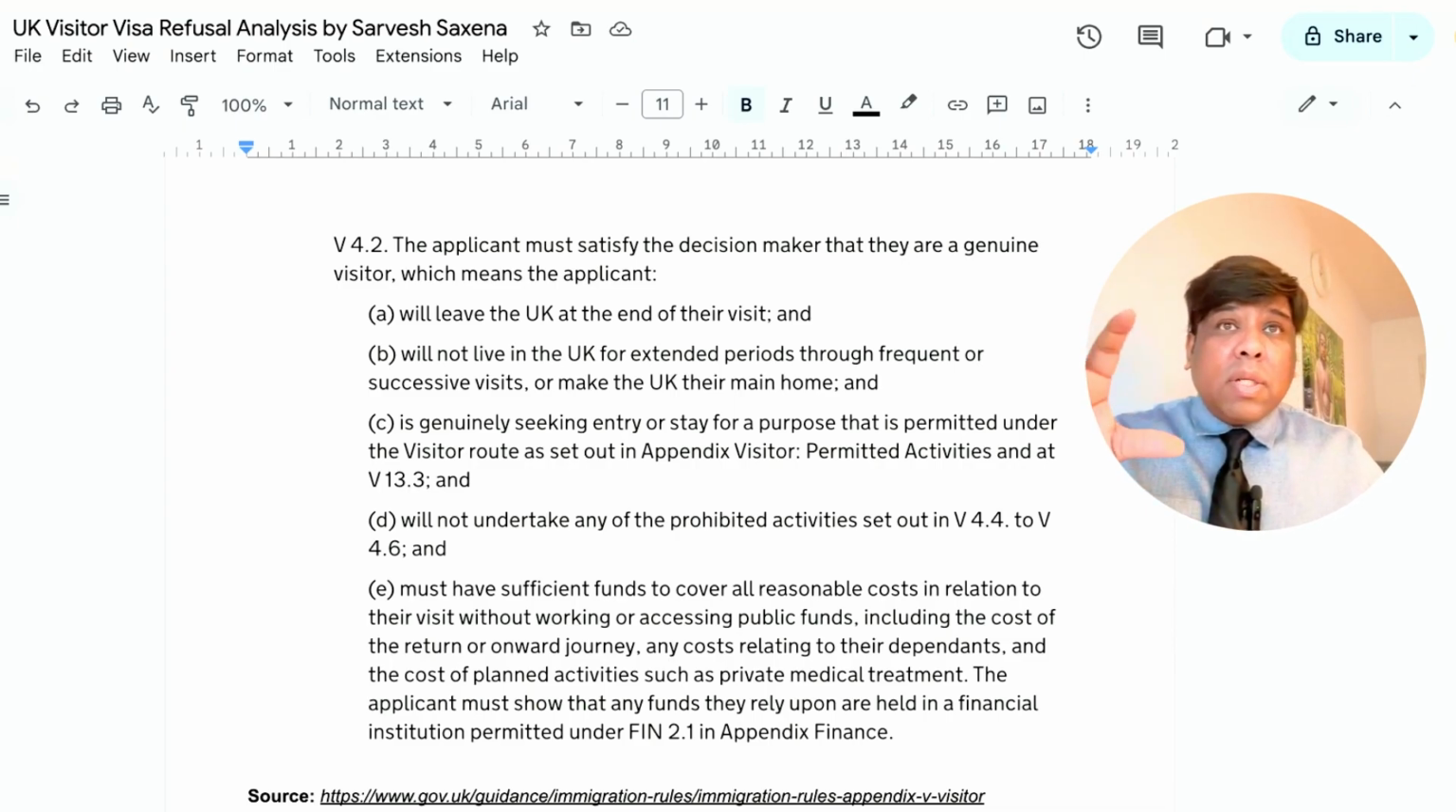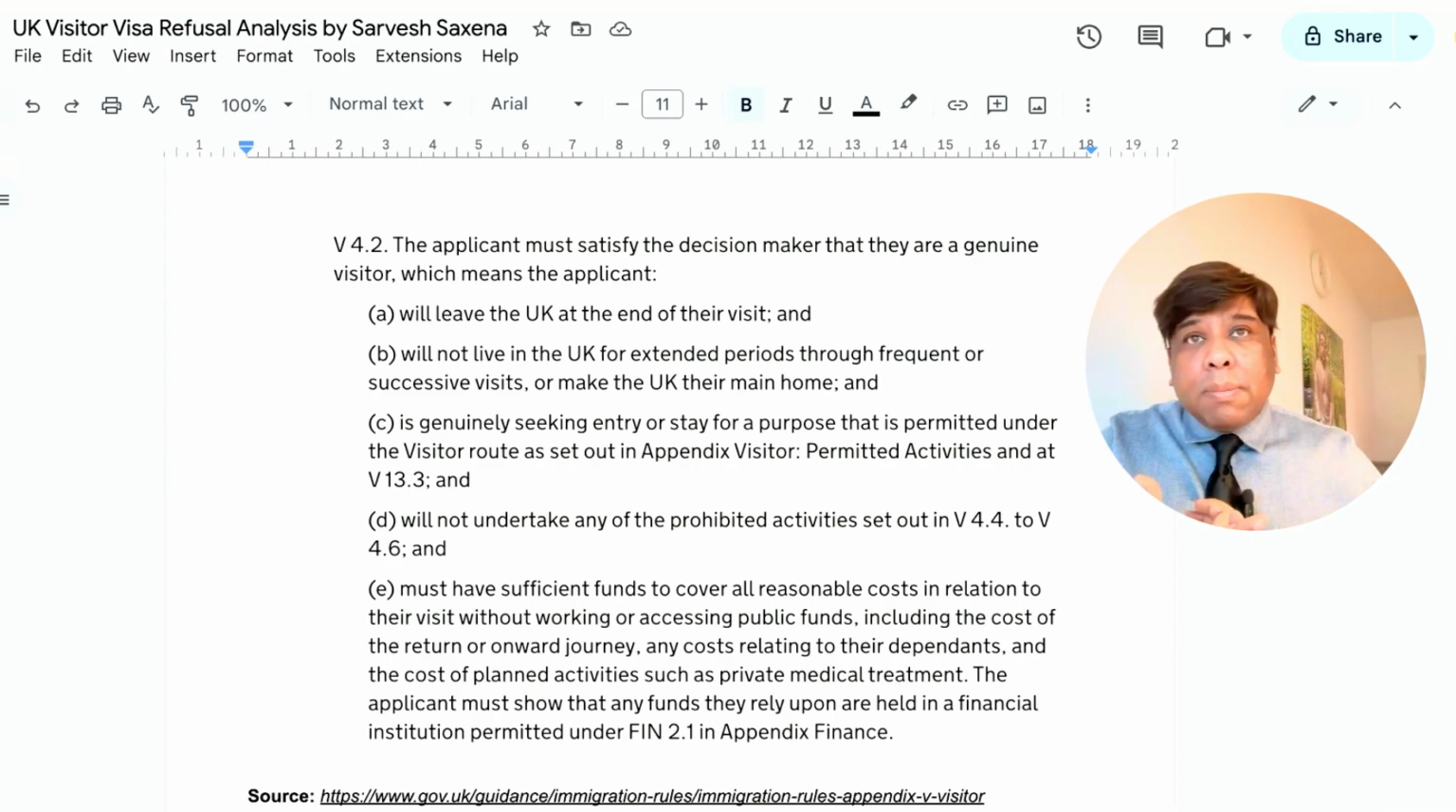And whatever the grounds are that are required, I have made it in the template, like how to show economic stability, how to show ties to the country, how to show relationship status with somebody who's settled in the UK, their proof of income, proof of address, all of that in the letter. And I think it is going to immensely help you.